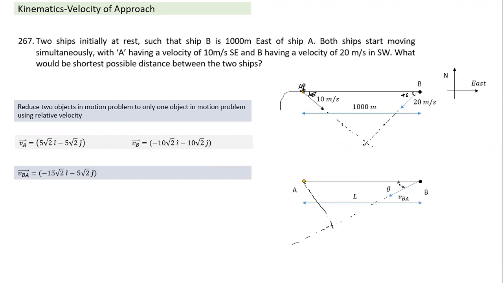If I know this angle theta, and if I know the distance L, the perpendicular distance will be L sine theta. So all I need to do is find L sine theta. And here I know these two values. What are the two values?